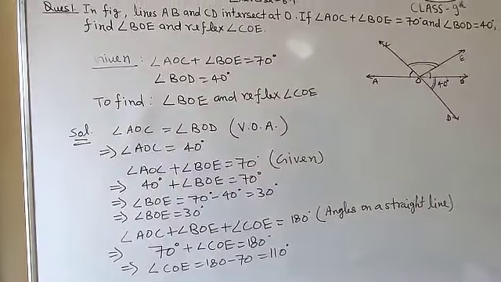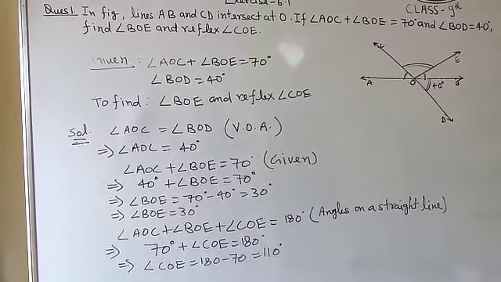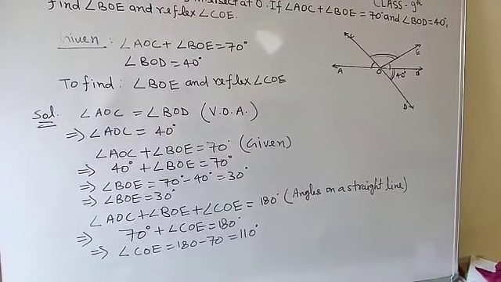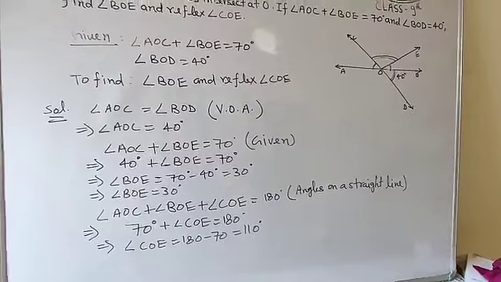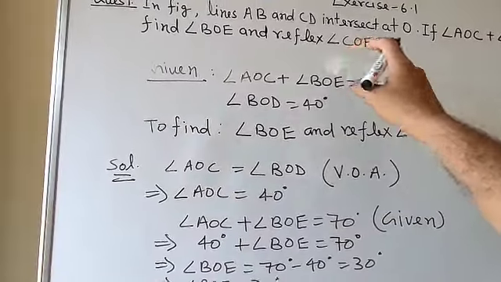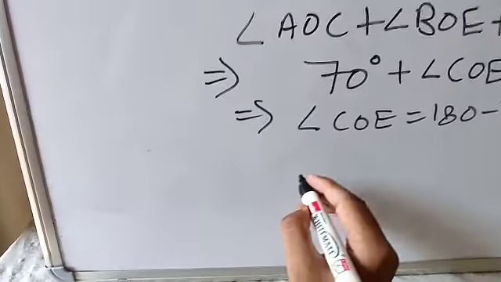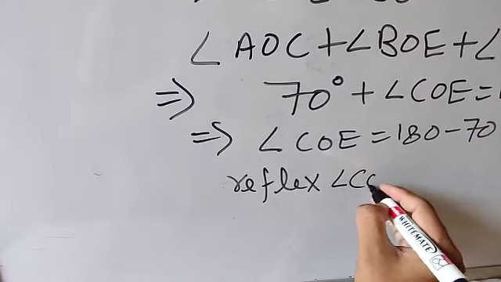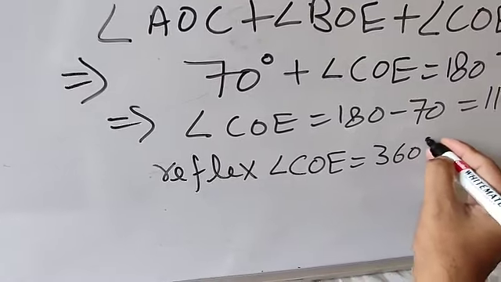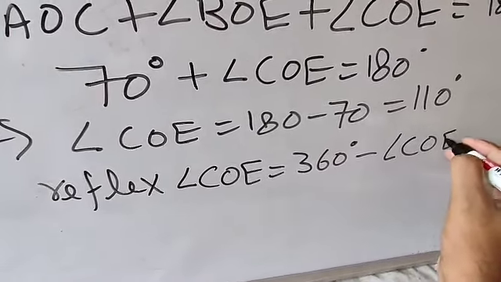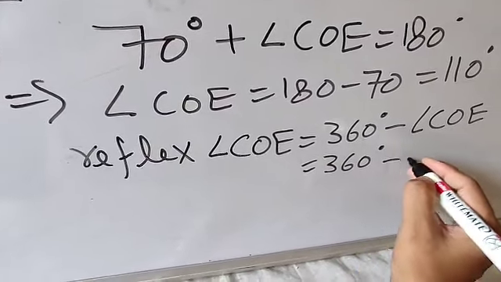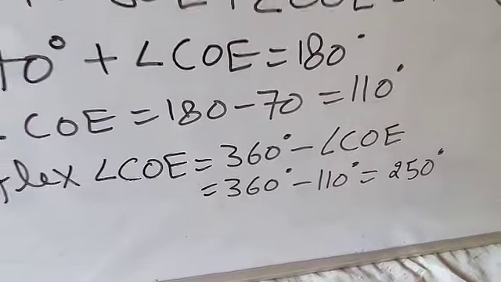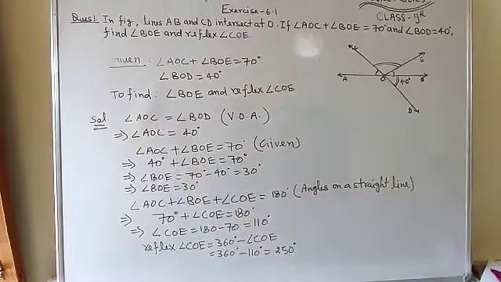But students, in the question it is asked the reflex of angle COE. So if you are going to find the reflex of any angle, then the reflex of that angle will be 360 minus whatever the angle is given. It means reflex of angle COE equals 360 minus angle COE. So here you will write reflex of angle COE equal to 360 degrees minus angle COE, that is equal to 360 degrees minus 110 degrees, which is equal to 250 degrees. So reflex of angle COE is 250 degrees.